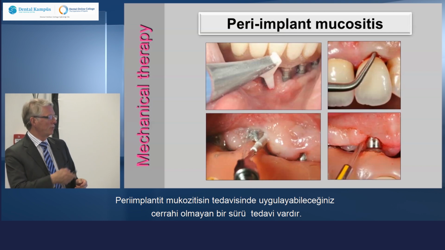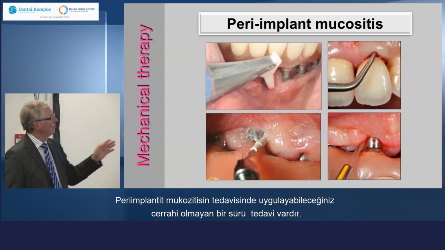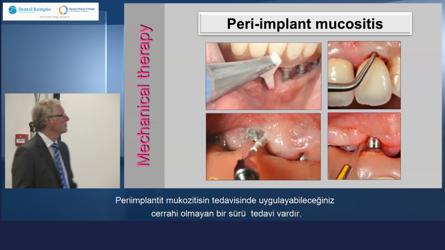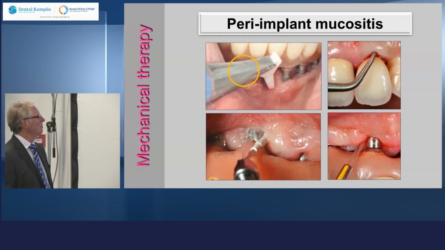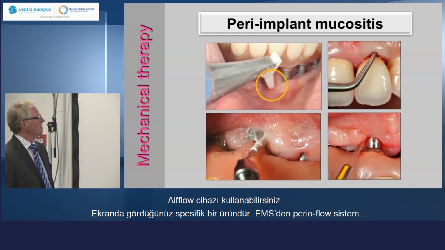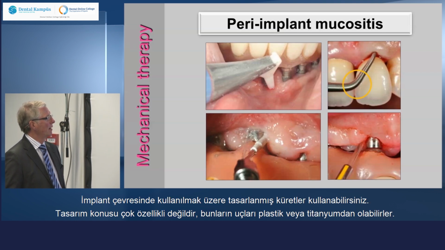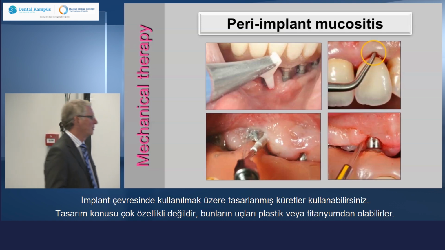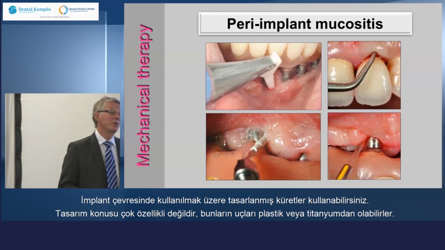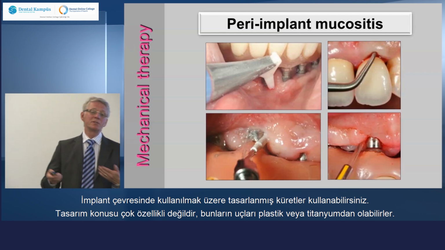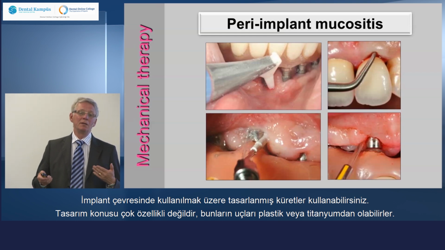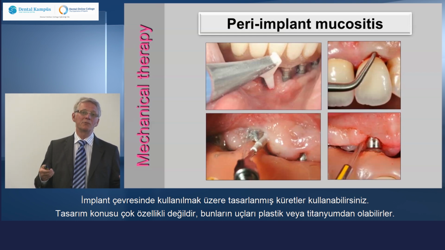For treating peri-implant mucositis, there are many different non-surgical therapies you can use. You can use this one, which is the airflow device. This specific one is the PerioFlow system from EMS. You can use curettes designed for working around implants, and the design is not very specific. The only design issue is that they may be either plastic or titanium.